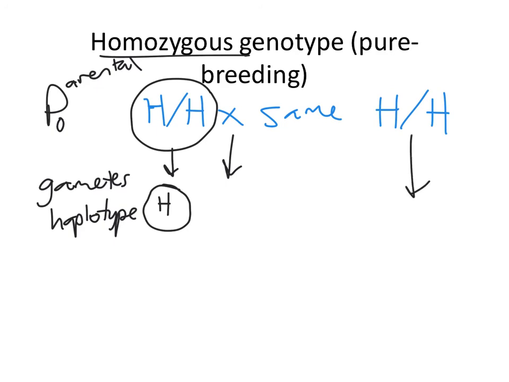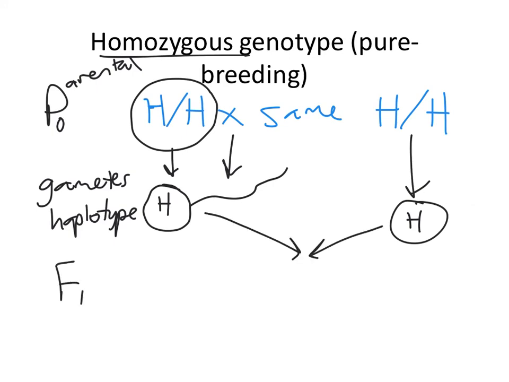And the same is true for the other parent. So the P0 gametes can only have big H's because that's the genotype. There is no heterozygosity. So what happens when we combine this sperm with that egg? We create an F1 individual that has to be the big H over big H genotype.